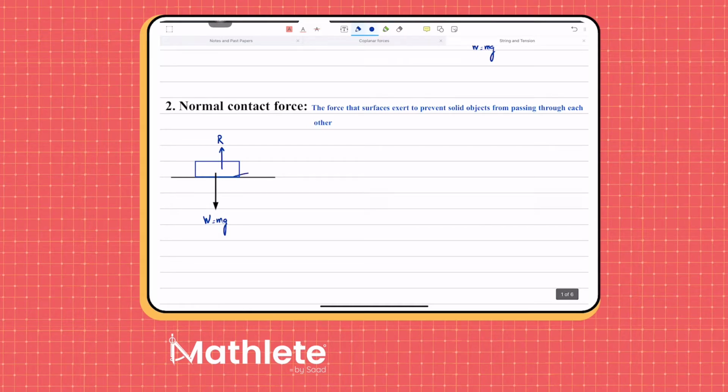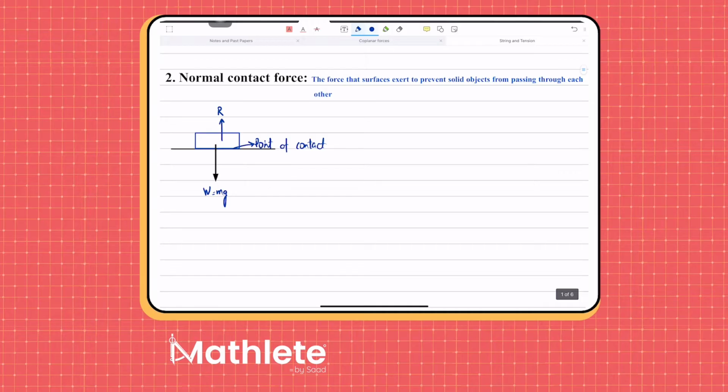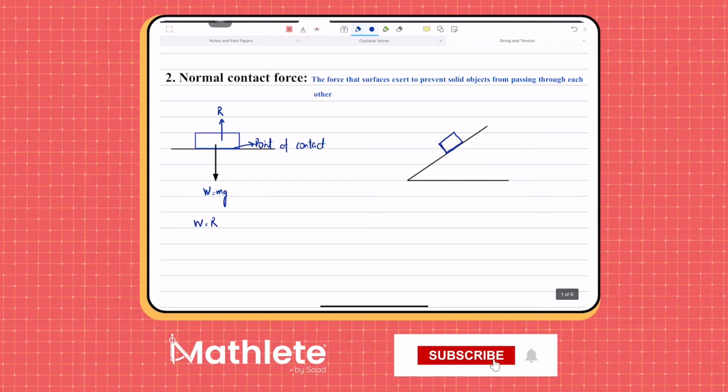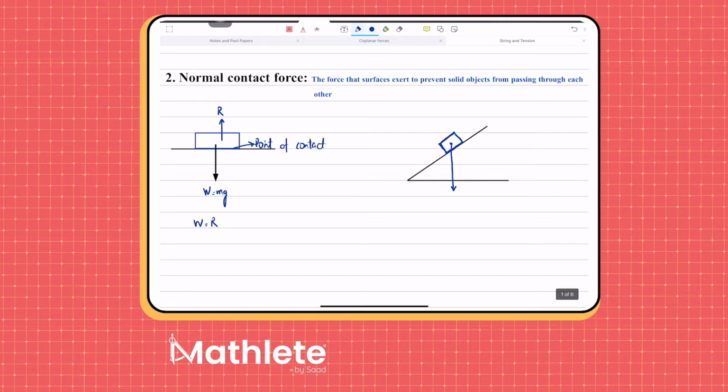And where do we find this force? We find this force only at the point of contact. Because this object is not moving up and down, it's safe to say that it is in equilibrium, and that means W equals R. Now what happens if you have an object on an inclined plane? Let's say this is the plane, and on this plane you have this object. We saw earlier how weight will be acting downwards, and it's going to be W equals mg.